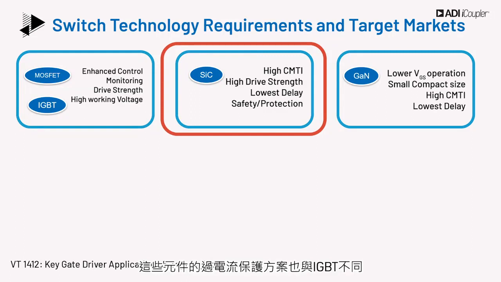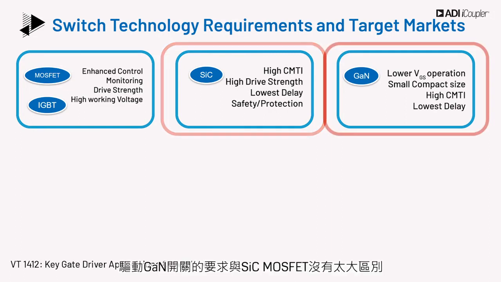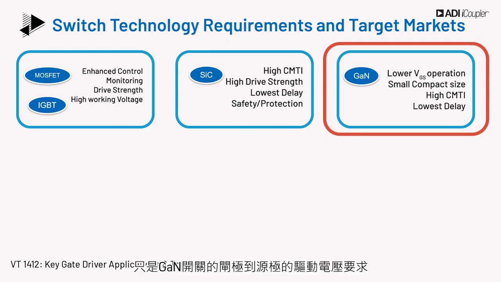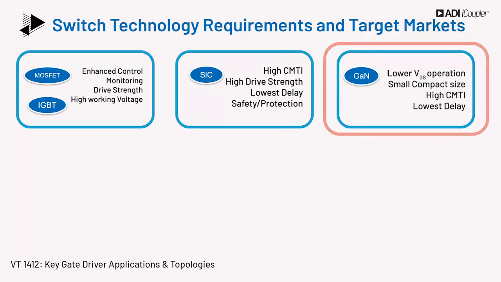Overcurrent protection schemes for these devices are also different from IGBTs. The requirements for driving a GaN switch aren't too dissimilar to that of the SiC MOSFETs, except that the gate-to-source drive voltage requirement of the GaN switches is generally lower than the SiC switches. Due to the even faster switching of GaN, having the compact size of a gate driver and drive layout is important for robust operation. High CMTI and low delay are essential for driving these switches too.